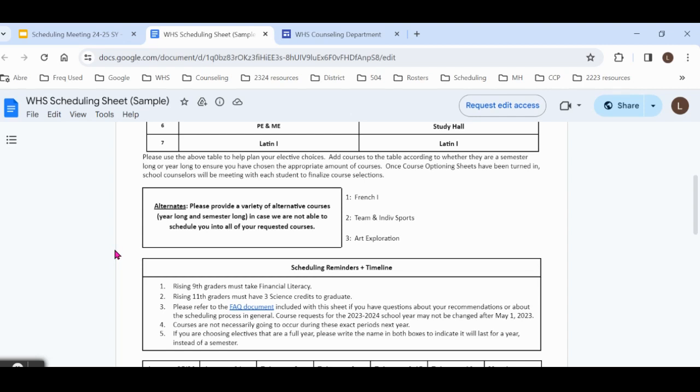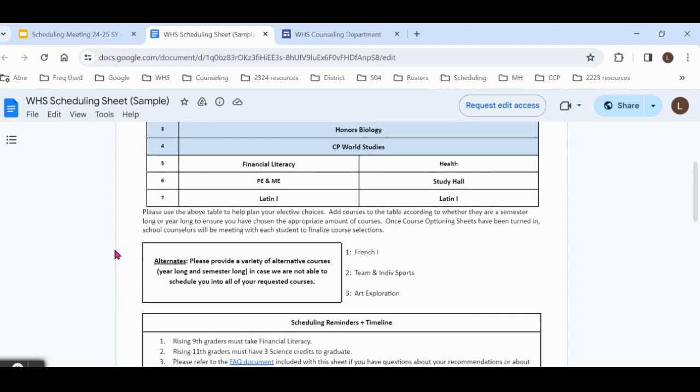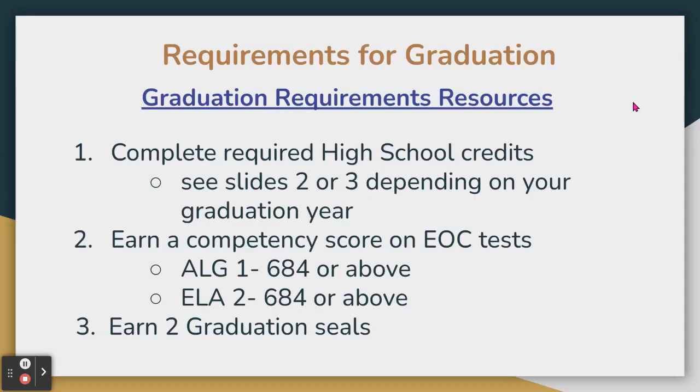Our scheduling sheets, it is very important that students work to complete these accurately and quickly. They are going to be due February 8th to first bell teachers. Parent signature is required.